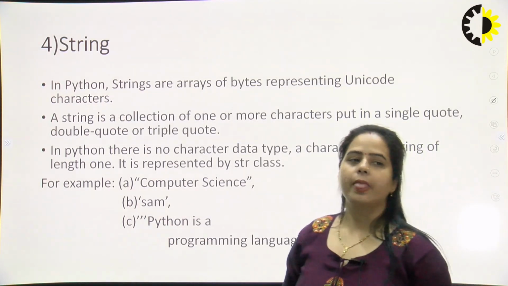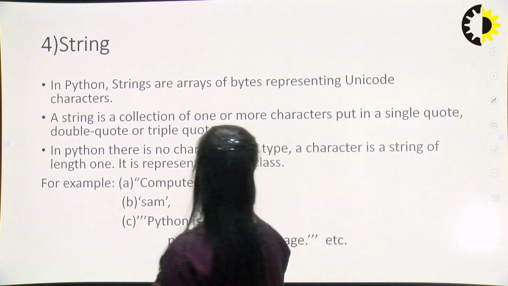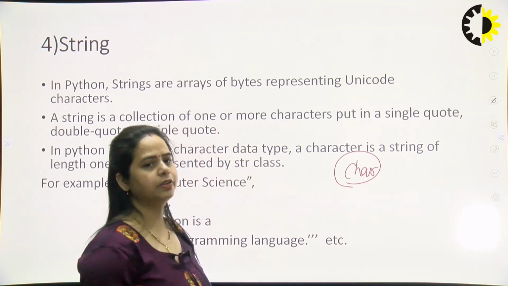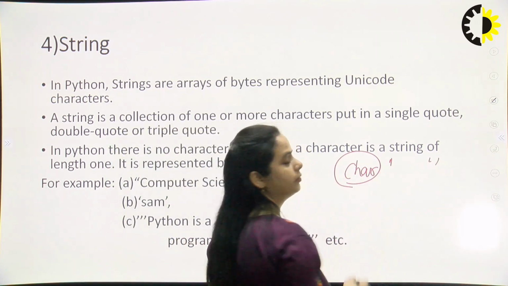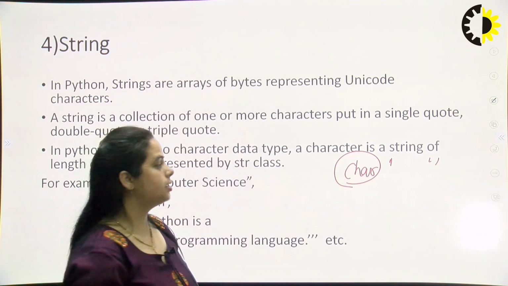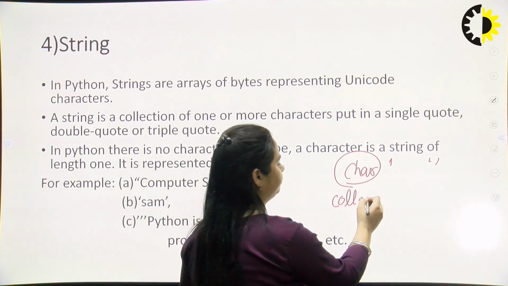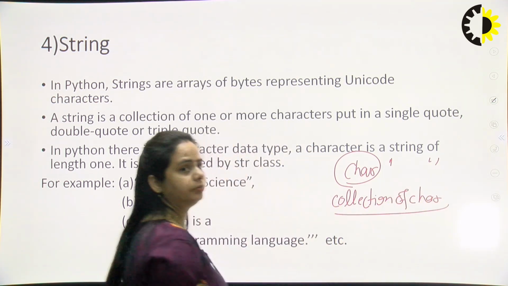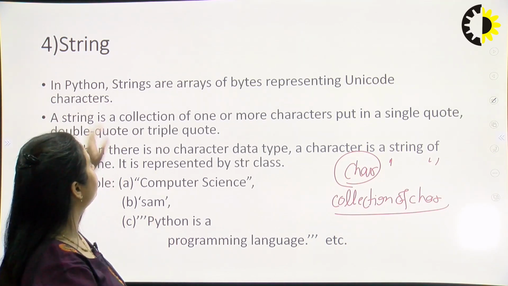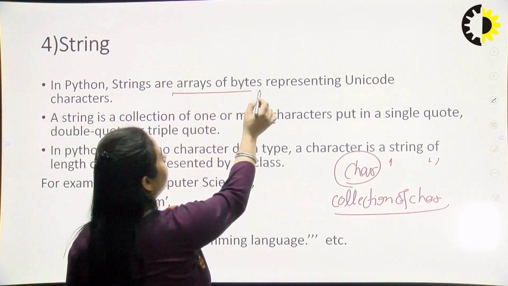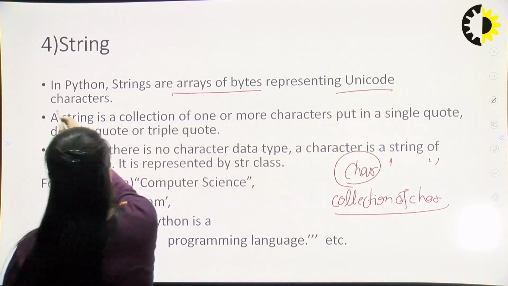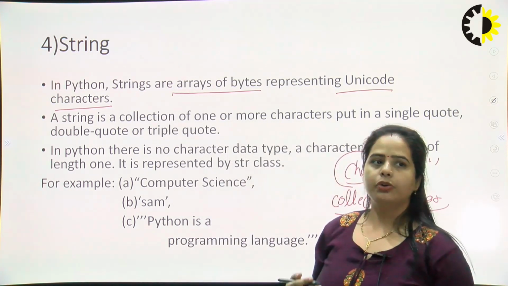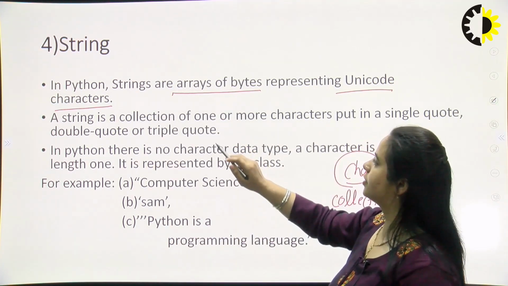Next is your string. What is the string? You have studied about the character in C programming language. It is any symbol, and this is known as a character. So string is the collection of characters. Here string is also a data type. In Python, strings are arrays of bytes representing Unicode characters. Unicodes are similar to the ASCII codes. So all ASCII or Unicode characters are represented with the help of string in the Python data type.